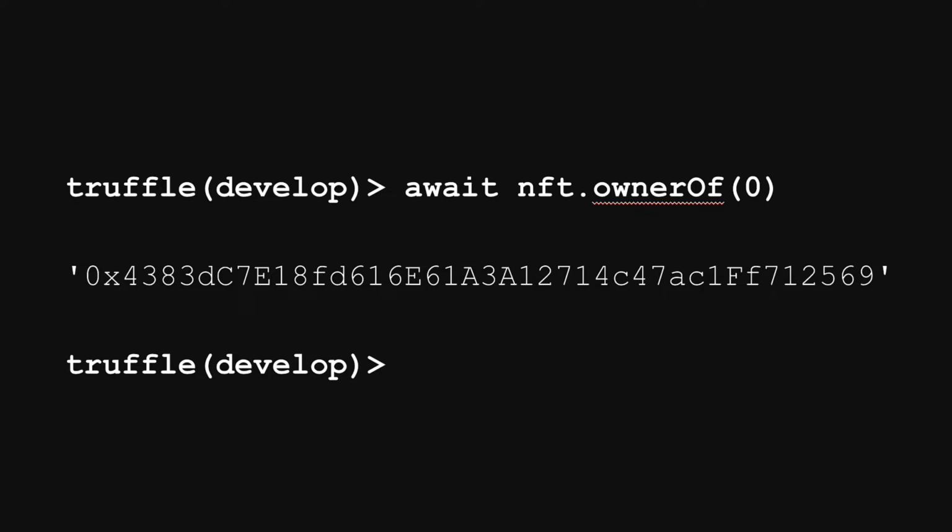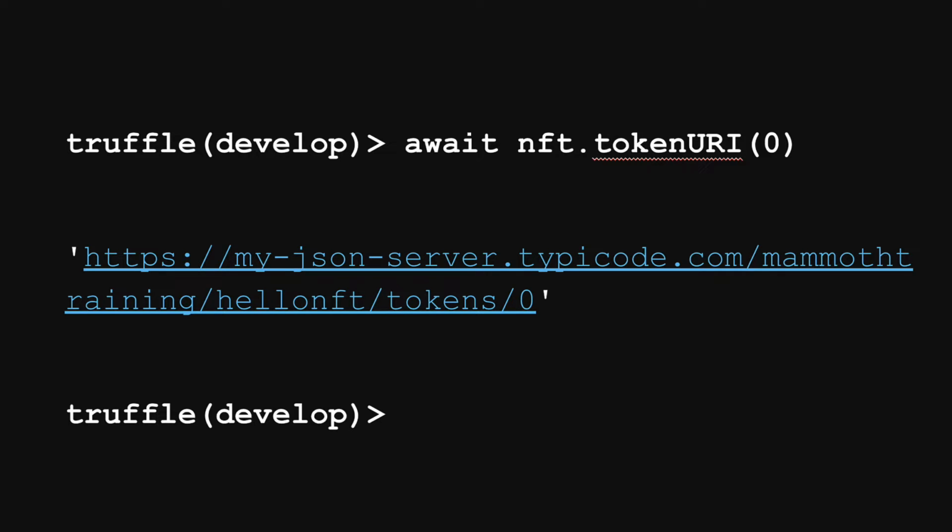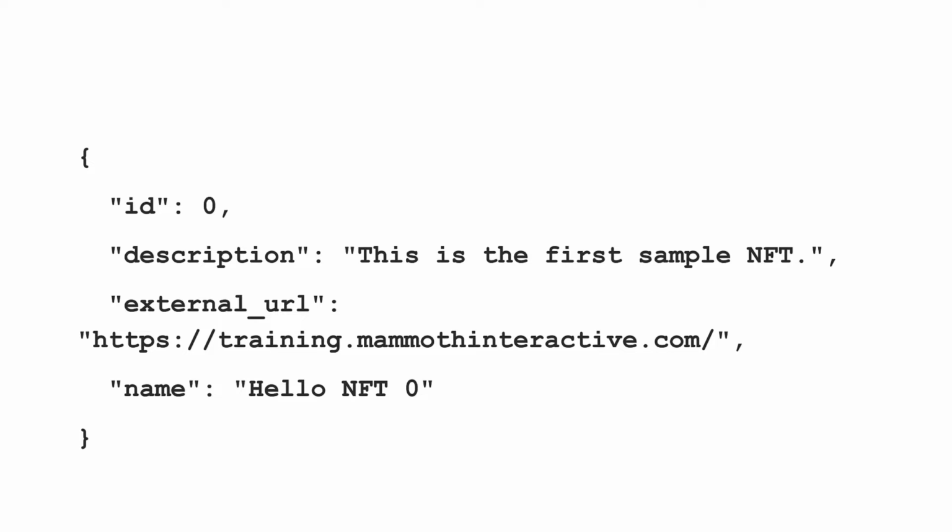For that, we can call await nft.ownerOf the NFT at index 0, and we should get the owner's address returned. So that means the owner of the first NFT at ID 0, which is the first ID, was that address. We can also get the token URI, which means the details for that NFT, with await nft.tokenURI at index 0, and we should get the link to our JSON server returned. Remember, that contains the JSON data describing each NFT, and this one will give us the NFT with the ID 0 because it's the first one.